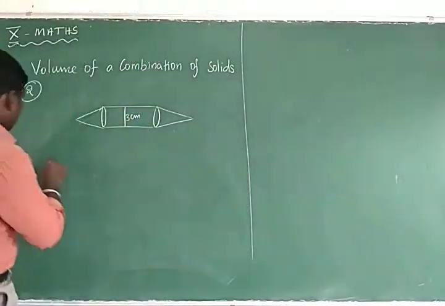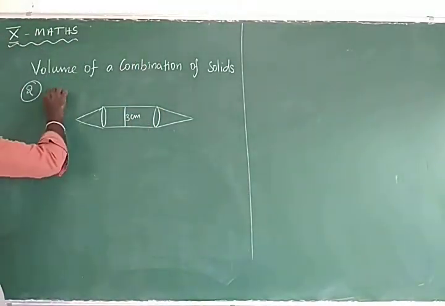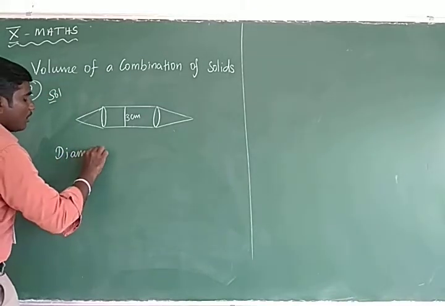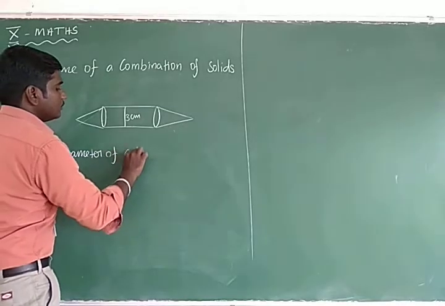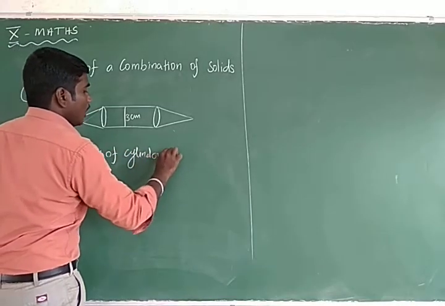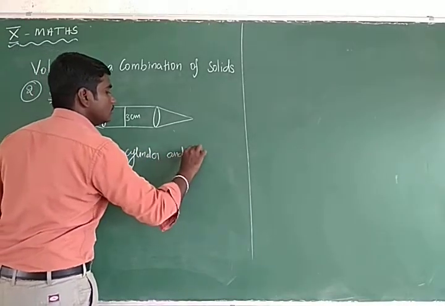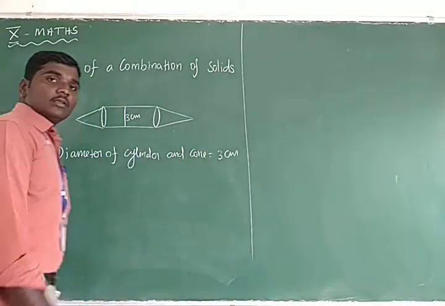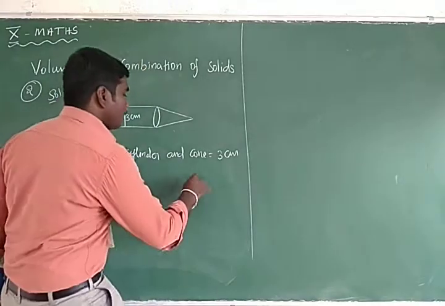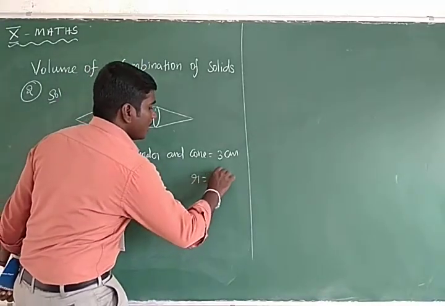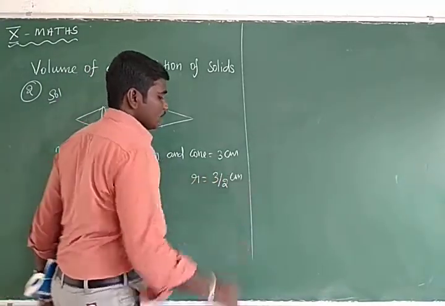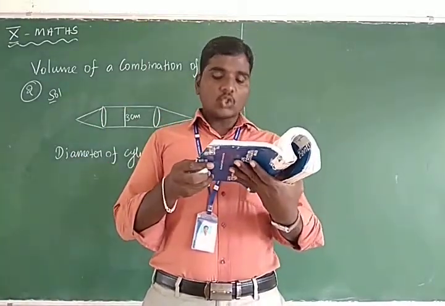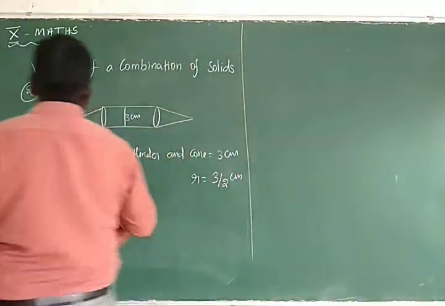So, solution. Diameter of cylinder and cone is equal to 3 centimeter. But what about the radius? Radius is 3 by 2 centimeter. Then the length is 12 centimeter. The total length is 12 centimeter.